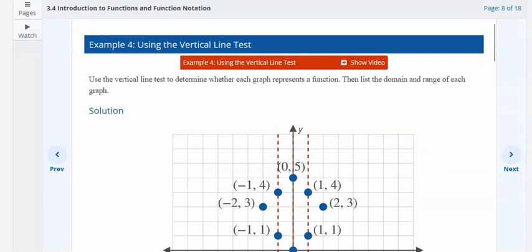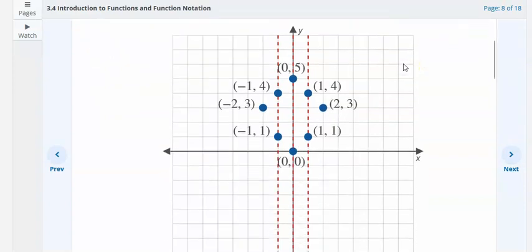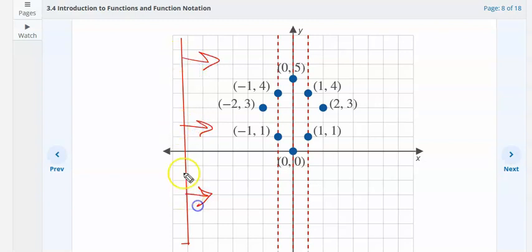In example 4, they're asking us to use what is called the vertical line test. And I'll go over it with you in this diagram. So here we see a number of scattered plots. And the vertical line test is to take an imaginary vertical line, which is red here. I didn't get that too vertical, but you got the idea, hopefully. And then you take that line and move it across the face of the graph.